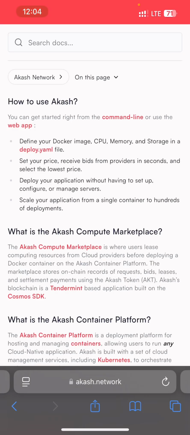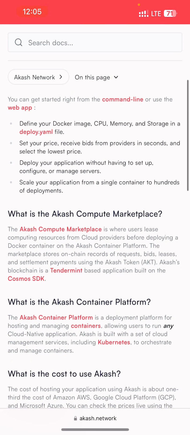So yes, you can get started from a command line, or you can actually use the web app. It defines your Docker image, the CPU, memory and storage in a deploy file. Like you can see, this is the file, the file type, and then you can set your price, receive bids from providers in seconds, and select lowest prices. You can also deploy your applications without having to set up figures or manage servers.